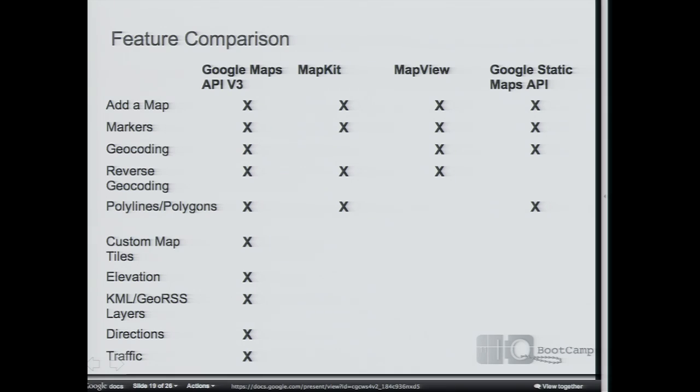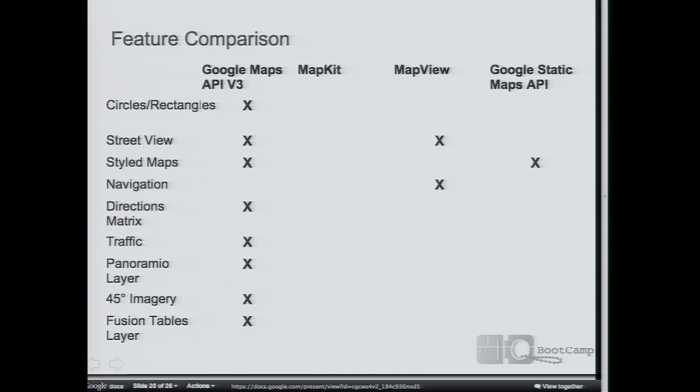But you can do interesting things like these KML GeoRSS layers, driving directions, traffic, circles and rectangles, custom overlays, image types, custom map types, Fusion Tables integration. Styled maps, that's another fun one. The list is actually longer than this. It just didn't feel like going on for slide after slide of the JavaScript features.